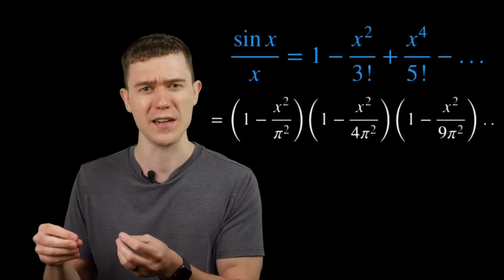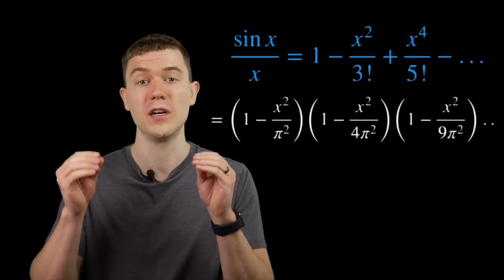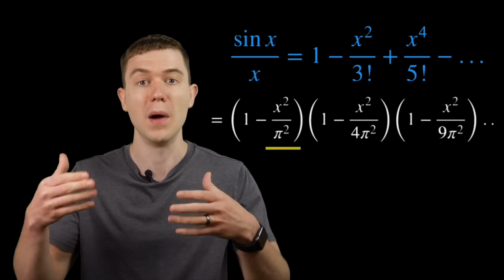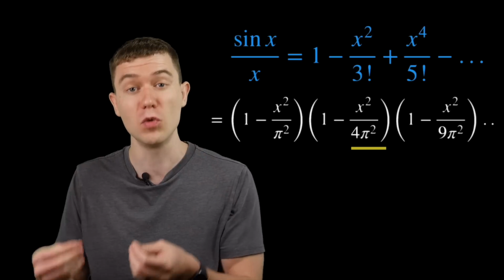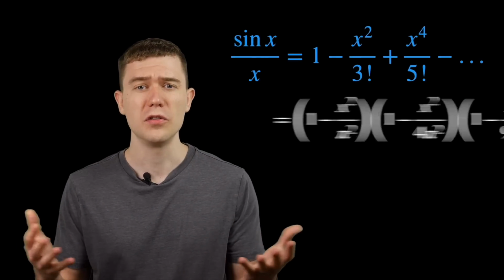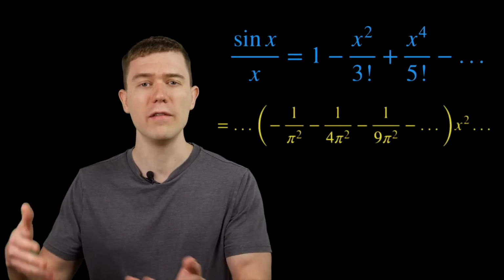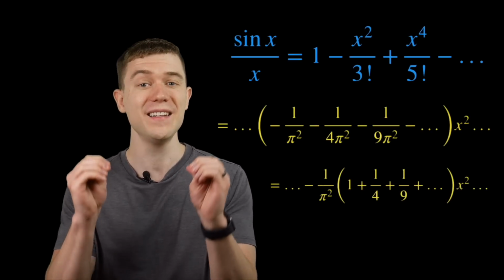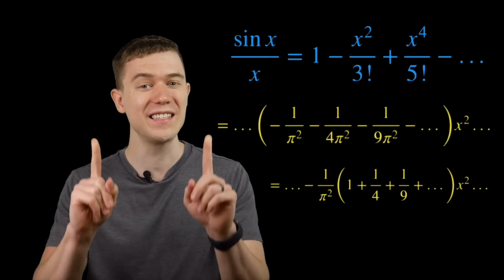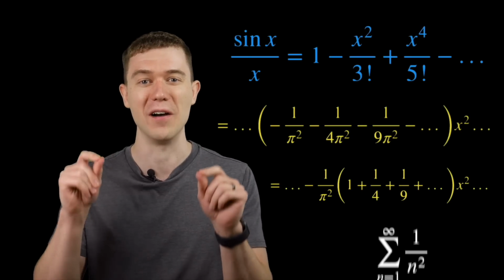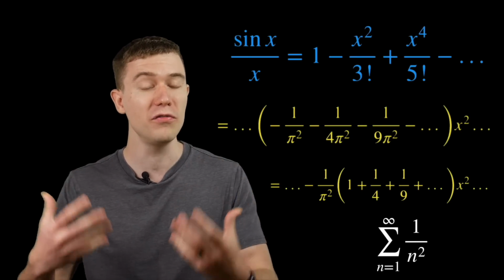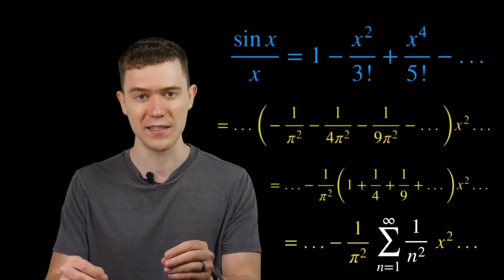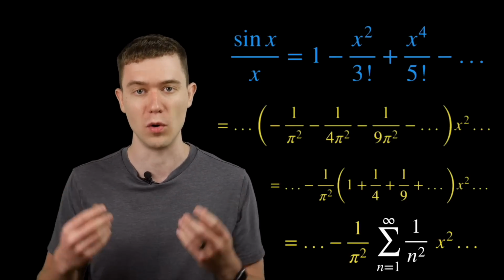If we were to multiply this all out and then collect all of the x squared terms, pull out the x squared term, the coefficient of the x squared term would be minus 1 over pi squared, minus 1 over 4 pi squared, minus 1 over 9 pi squared, and so on. So the coefficients all have a negative, they all have an over pi squared. Factor out the minus 1 over pi squared, and what we'll see is that coefficient is the sum we were actually asking about in the first place. So the coefficient of x squared is minus 1 over pi squared times the sum from n equals 1 to infinity of 1 over n squared.